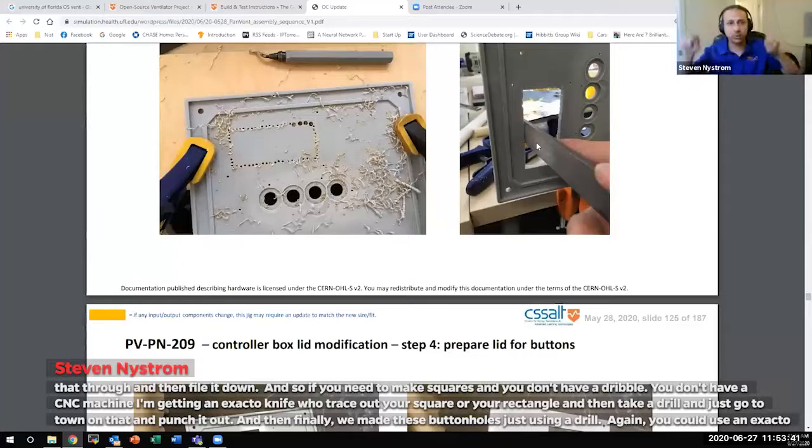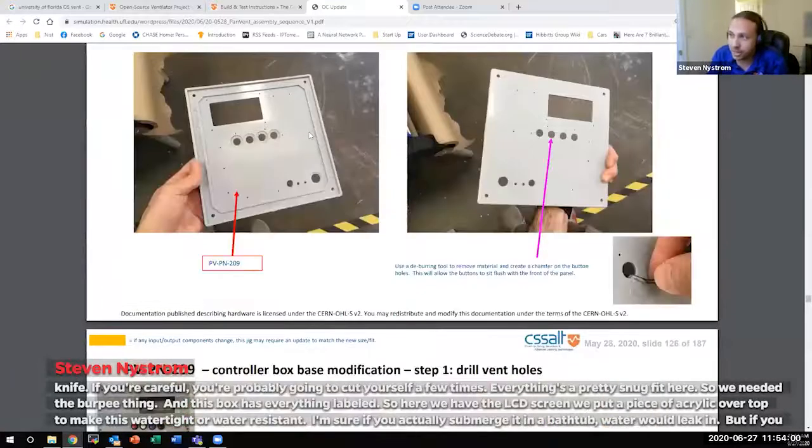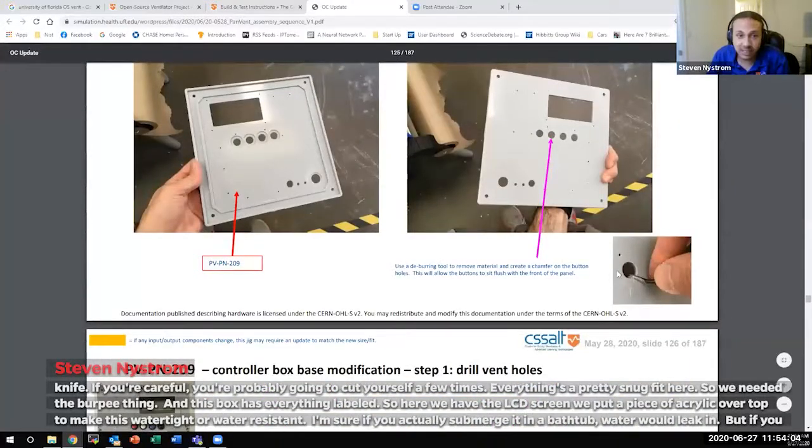And so if you need to make squares and you don't have a Dremel, you don't have a CNC machine, get an X-Acto knife, trace out your square or your rectangle, and then take a drill and just go to town on that and punch it out and then file it. We made these buttonholes just using a drill. Again, you could use an X-Acto knife if you're careful. You're probably gonna cut yourself a few times. Everything's a pretty snug fit here, so we need to deburr everything.